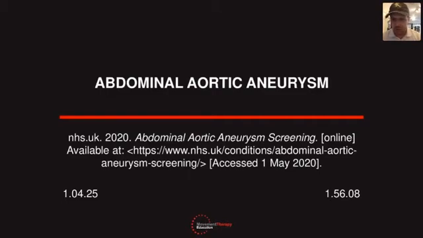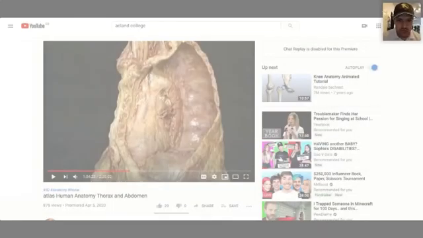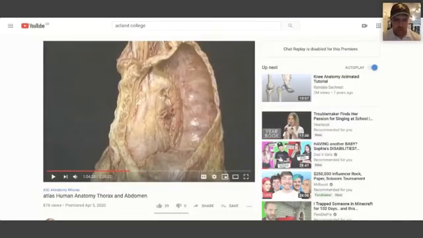104.25. Bones and muscle. Bear with me a sec. Just going to get to the right section. I'm just going to draw on here a second, just so I can orientate you a bit more. I don't know what part you got up to, so I'll just show you this.